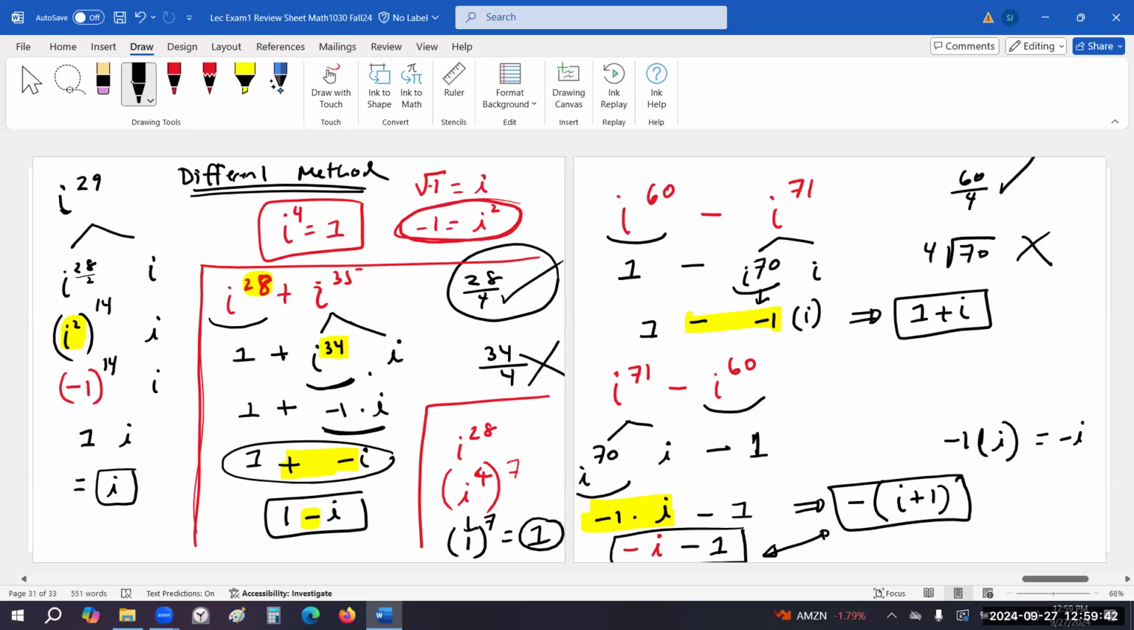So whatever is easier, as long as it's correct. Okay, so you did correctly, but then you have to remember i cubed is i squared times i. What is i squared? Negative 1. So negative 1 times i, negative i.